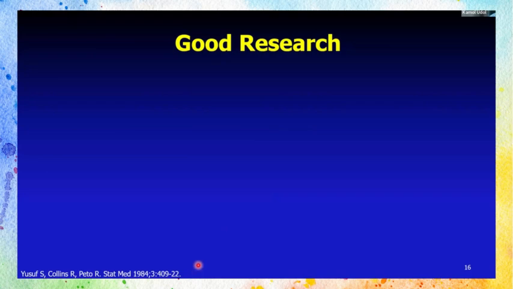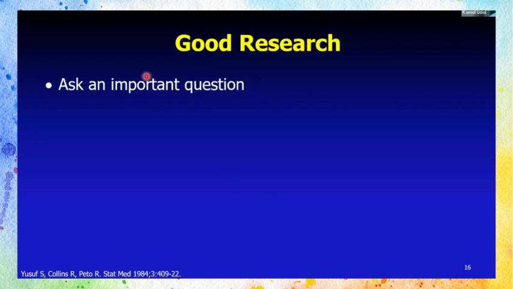A good research has two parts. The first one, a good research has to ask an important question. So a research starts with a question. If the question is important, that is the beginning of a good research.